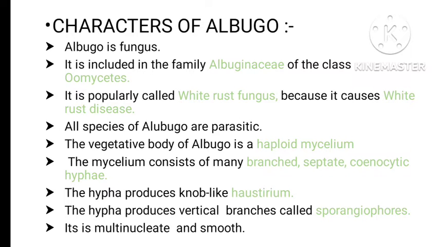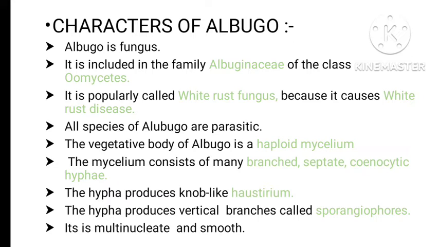General characters of Albugo. Albugo is a fungus. It is included in the family Albuginaceae, class Oomycetes. It is popularly called white rust fungus because it causes white rust disease. All species of Albugo are parasitic.